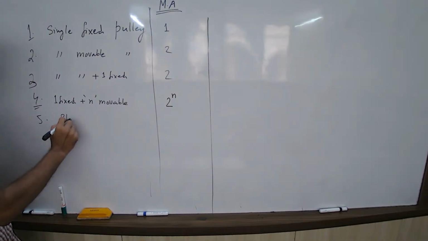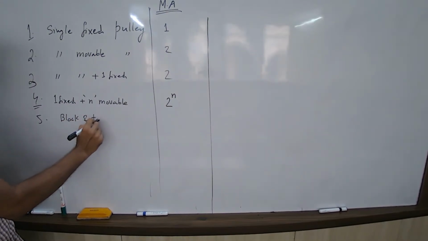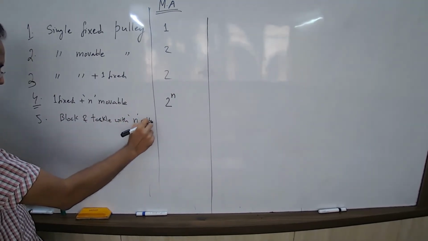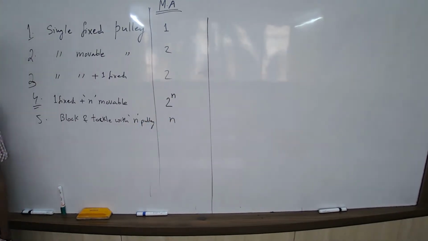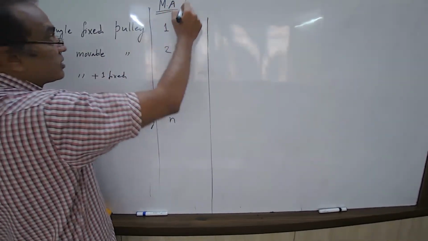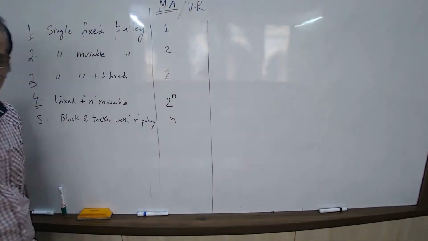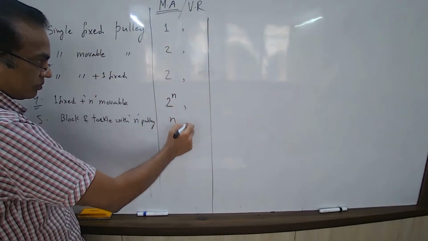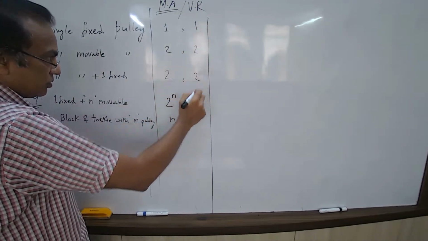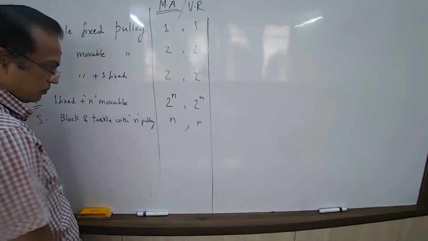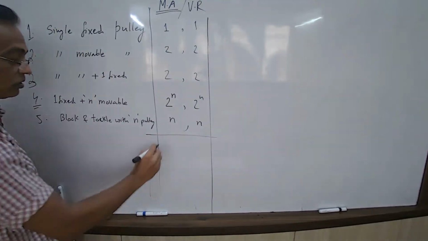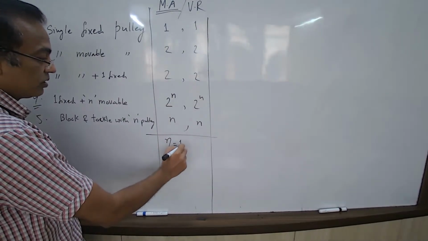Block and tackle with n pulleys. This is n. Okay. So whatever is MA, same is VR. Same is the velocity ratio. So velocity ratio also will be same. So we have covered the ideal cases for all, and for all of them the efficiency is 100%.